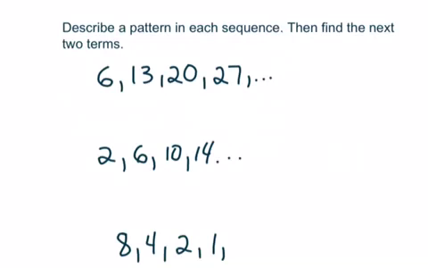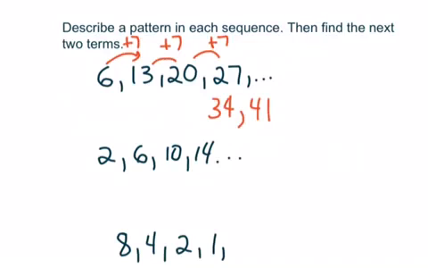Okay, so we're going from the number 6 to the number 13, so that's add 7. Going from 13 to 20 is add 7, and 20 to 27 is add 7. So the pattern is add 7, which means that the next two terms would be 27 plus 7, so that would be 34, and then 34 plus 7, which is 41, so the next two terms.